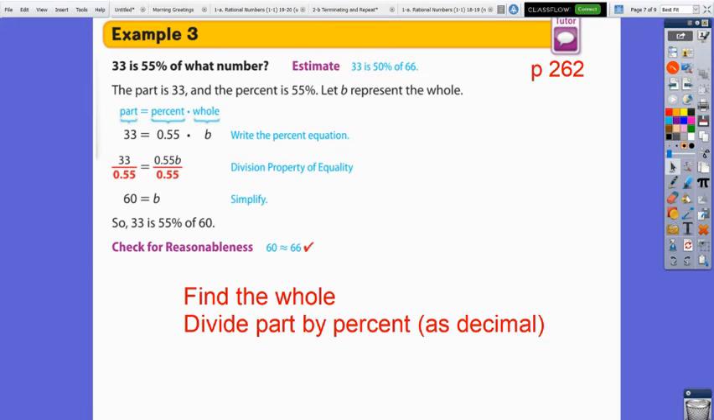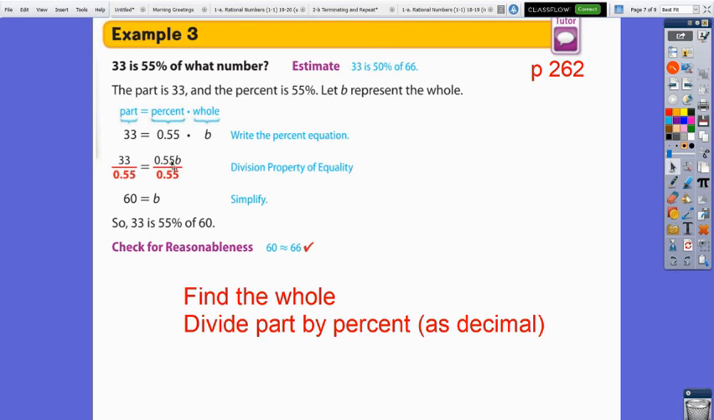Okay, so 33 is 55% of what number? So it's about half. So it should be somewhere around 60 something, right? If you just look for reasonableness, something around 60. Substitute into the percent equation, 33 equals 0.55, the percent as a decimal, times the whole.